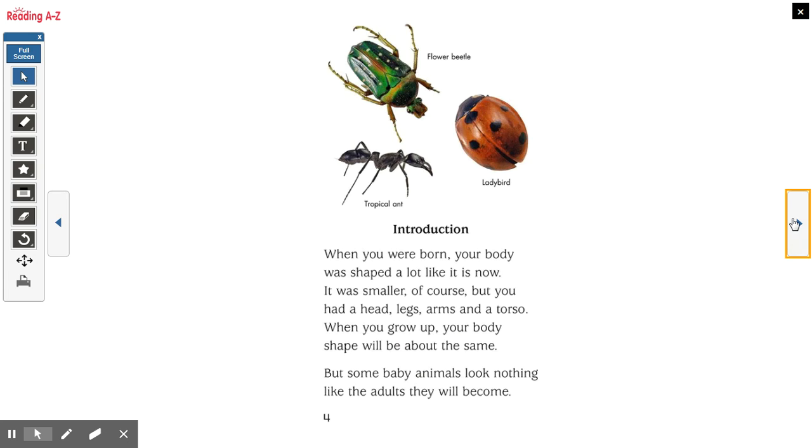So we have a tropical ant, a ladybug, and a flower beetle. Introduction. When you were born, your body was shaped a lot like it is now. It was smaller, of course, but you had head, legs, arms, and a torso. When you grow up, your body shape will be about the same. But some baby animals look nothing like the adults they become.